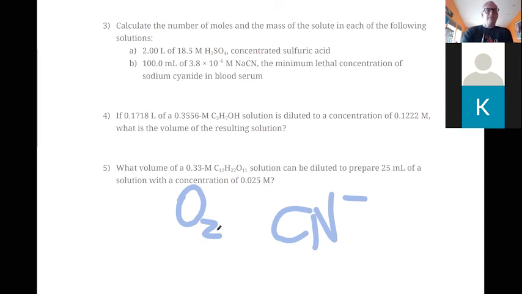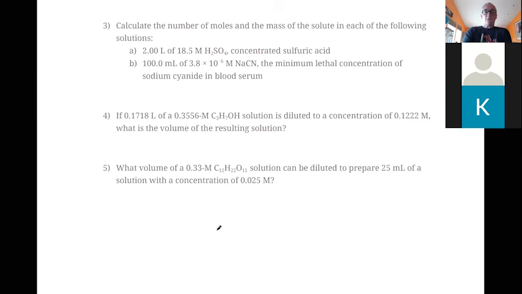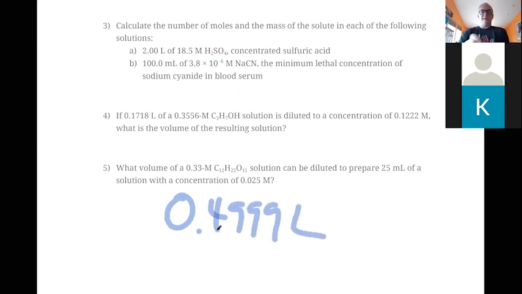So there's only one question left, number 4. What did you get for number 4? 0.4999 liters. Right, so you want to have 4 significant digits. There's 4 here, there's 4 there, and 4 there. So, excellent. Great job today, everybody.